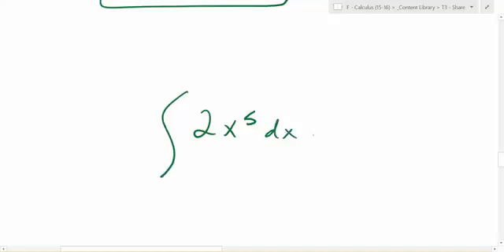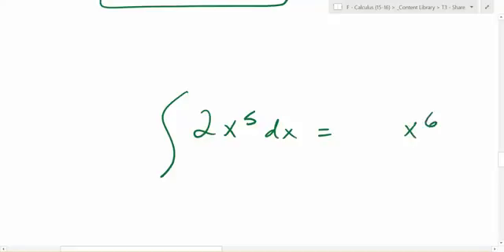So in general, though, what's going on here? Let's say I asked you, what about this? 2x to the fifth. What's the indefinite integral of that going to be? First thing you need to answer is, Kira, what's the power of x going to be in the integral? If that's the derivative, 2x to the fifth, what's the integral power going to be? So it's going to be x to the sixth, right?